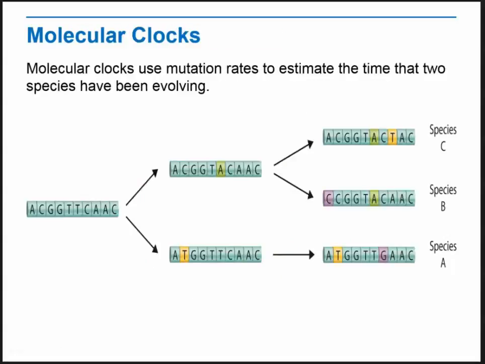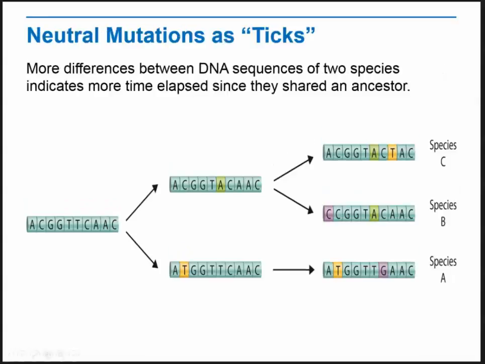Because changes in DNA help drive evolution, we can compare the DNA sequences of different organisms to determine their evolutionary relationships. If 2 species share a common ancestor, changes in their DNA should have accumulated since they became separate species. Biologists can use these differences as a kind of molecular clock to mark the passage of evolutionary time. Molecular clocks use mutation rates in DNA to estimate the time that 2 species have been evolving independently.